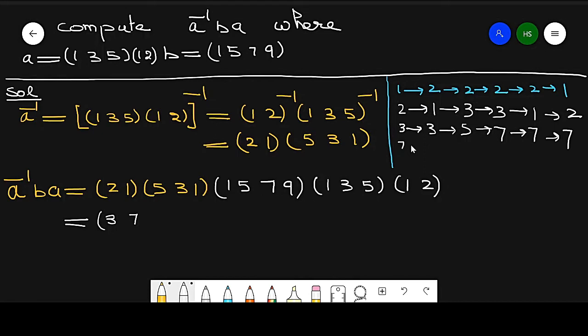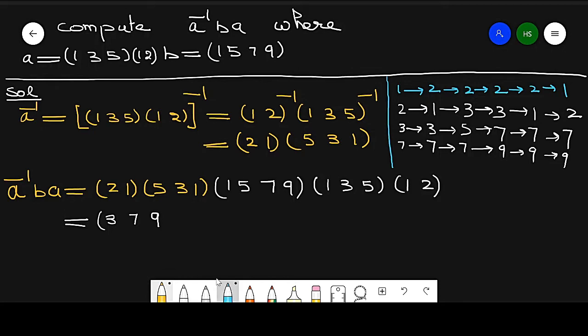So 7 goes to 7. No 7, 7 goes to 7. Here 7 goes to 7. Here 7 goes to 9. And here 9 goes to 9, and here 9 goes to 9. So it means 7 goes to 9.